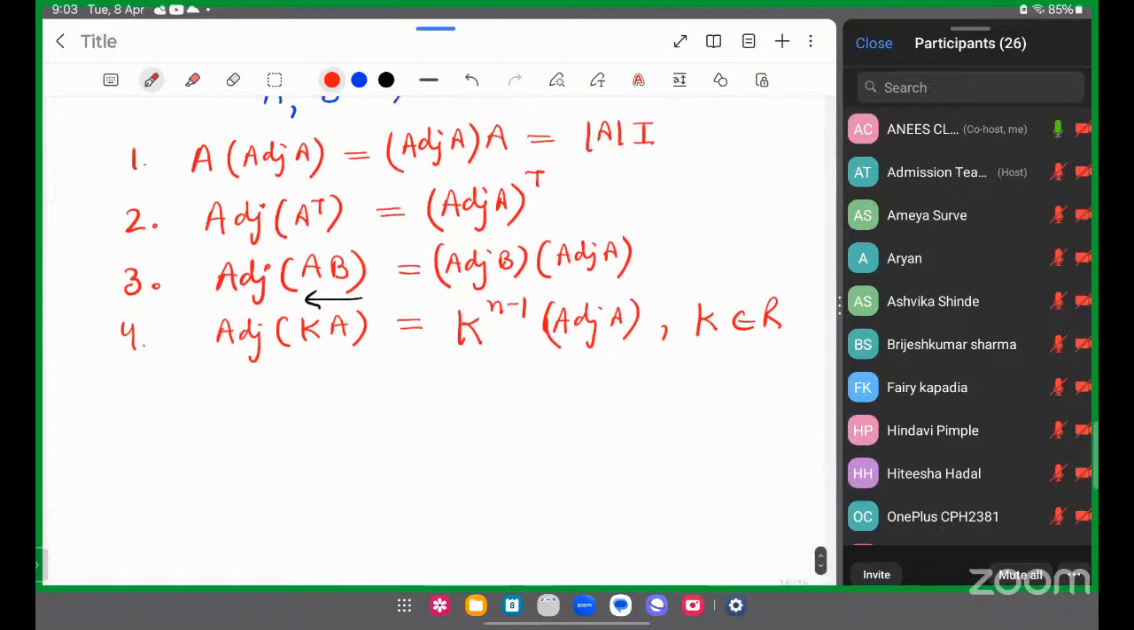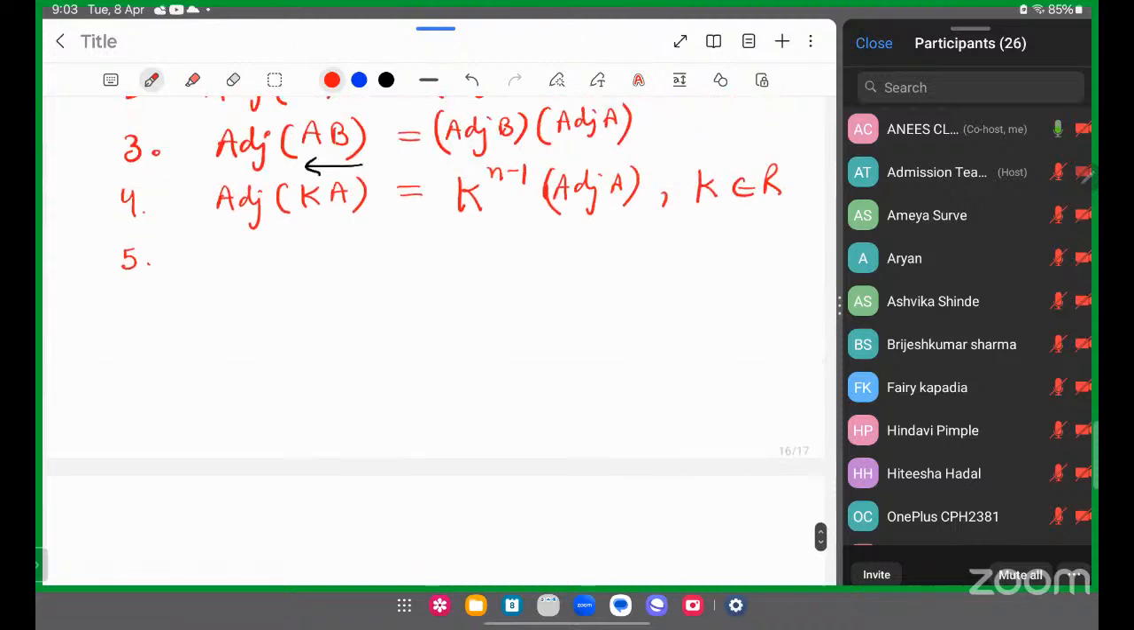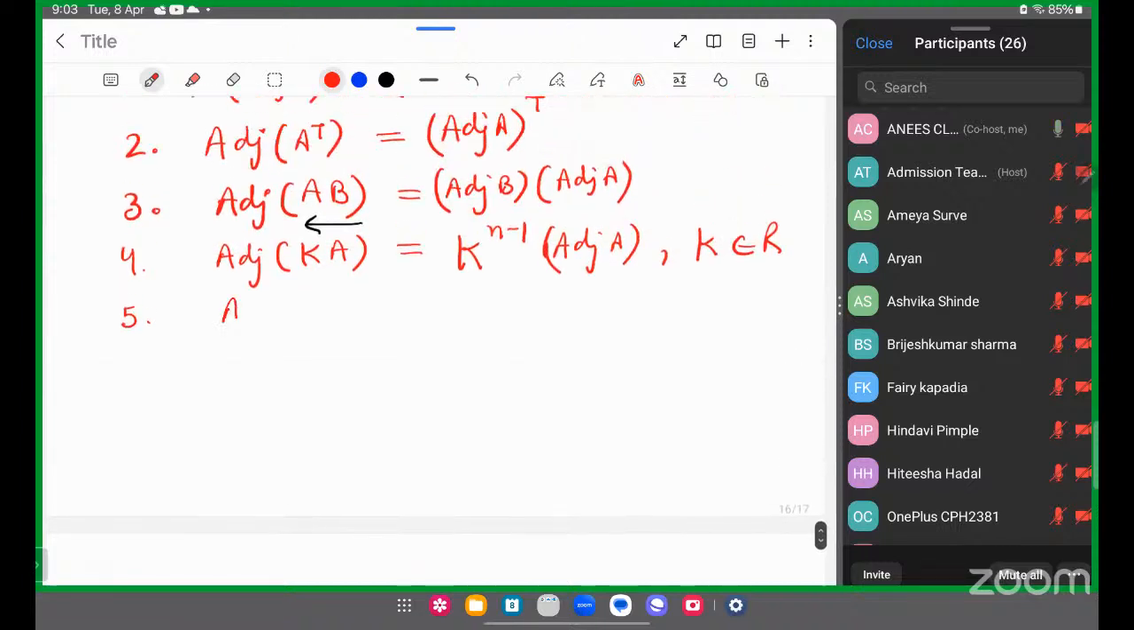Next is number 5, which states that adjoint of A raised to power m can be written as adjoint A raised to power m.